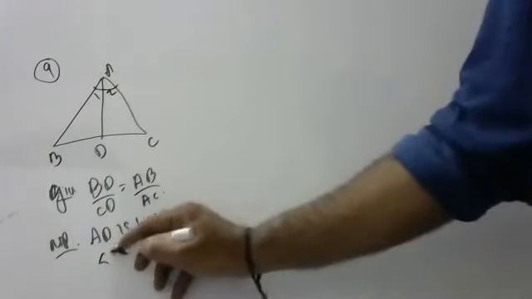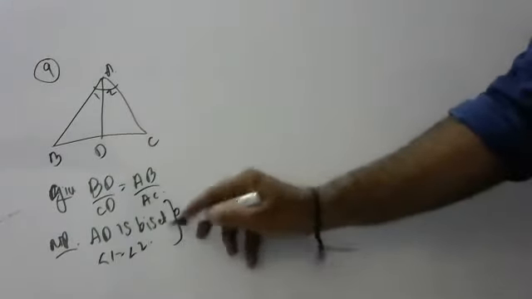This is B, this is C, this is D. Okay, children, D is the point on BC. What is given is BD by CD is equal to AB by AC. What is required to prove? We have to prove that AD is the bisector, meaning angle 1 is equal to angle 2.